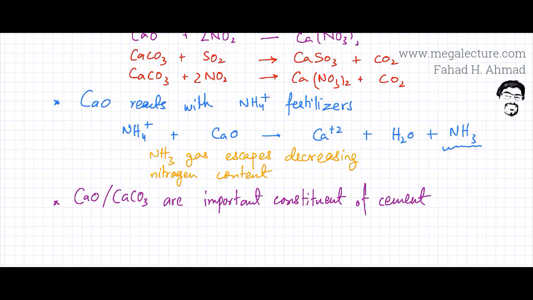Another very important use of lime and limestone is that they are important constituents of cement. The lime, which is CaO, is somewhat soluble in water. When it's mixed with water, it forms a soft mixture, and you include sand and other substances in it as well. This mixture then reacts with CO2, carbon dioxide from the atmosphere, and it sets and ends up forming calcium carbonate or limestone, which is a much harder form.